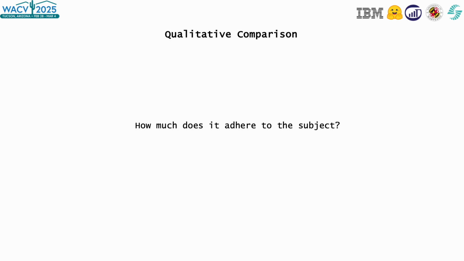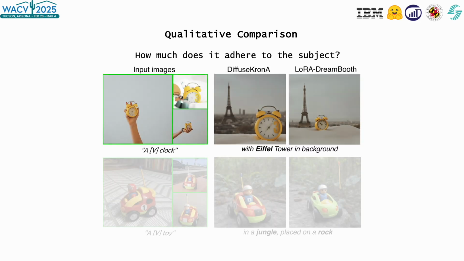Having seen all the capabilities, let us also explore how well DiffuseKronA adheres to the given image and text. Let's start with the prompt, a clock with the Eiffel Tower in the background. DiffuseKronA not only places the clock accurately within the scene, but also maintains the clock's unique design details such as the number 3, ensuring it remains the focal point. In contrast, LoRA-DreamBooth struggles to balance the background and subject, often losing key features of the clock.